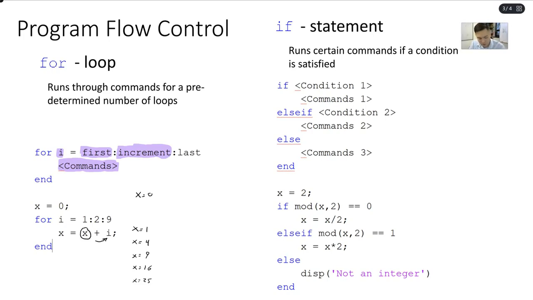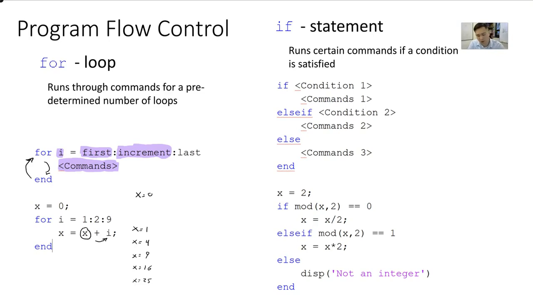The next type of flow control that we're going to be using regularly in the class is an if statement. So an if statement is not a loop. So what happens with a loop is you start at the for and you end at the end, and then you cycle back through sort of over and over. You keep returning and going through your commands until you've satisfied the number of predetermined loops that you're going to go through.